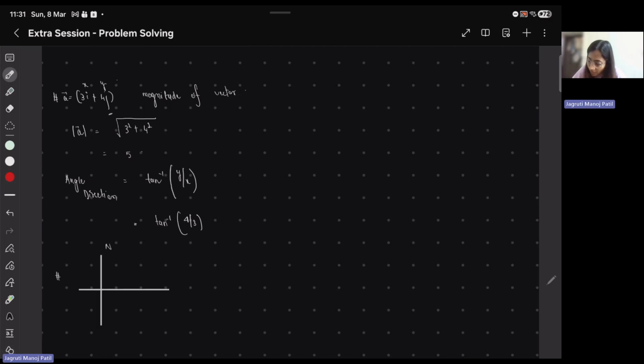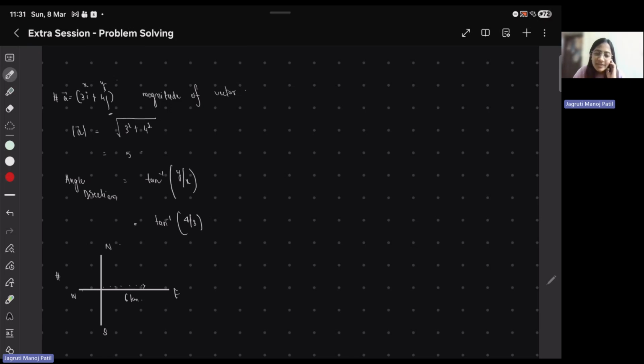Okay, now we have north, then we have south, and we have east, and we have west. So a person is walking 6 kilometer east. So 6 kilometer east, someone's walking. Let's say this is fine. That is a 6 kilometer.